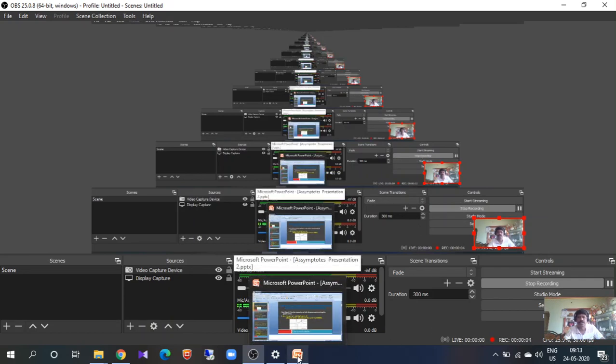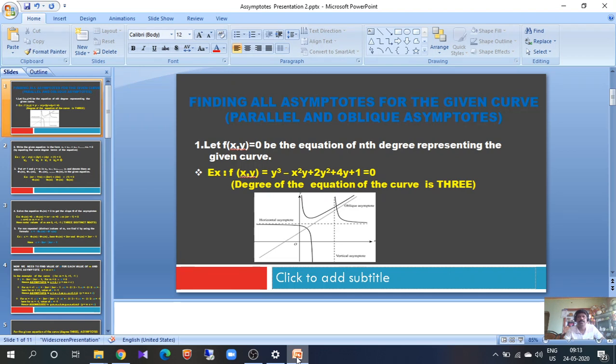Dear students, today we are going to learn how to find the asymptotes for the given curve which are not parallel in nature. We already learnt how to find the asymptotes which are parallel to the coordinate axis. In this video, I am explaining about finding all the asymptotes for the given curve which are parallel or oblique in nature. Here I am taking one example. Through the example, I am explaining all the steps and it will be easy for you to understand.